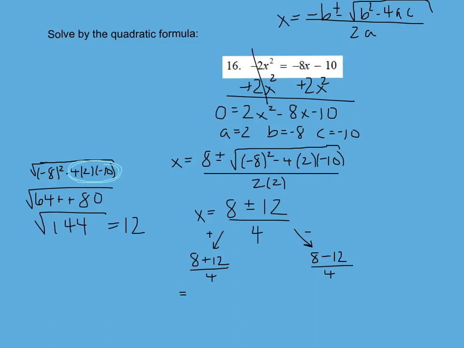So 8 plus 12 is 20 divided by 4. I get x equals 5. And 8 minus 12 gives me a negative 4 divided by 4. That means x equals negative 1. So there's my 2 answers for that problem.